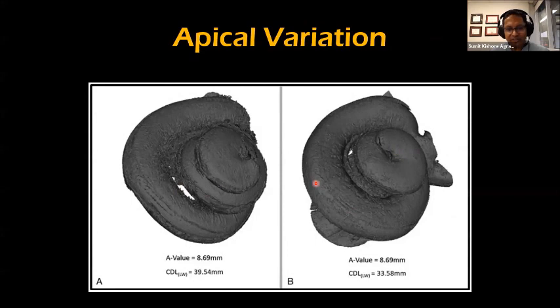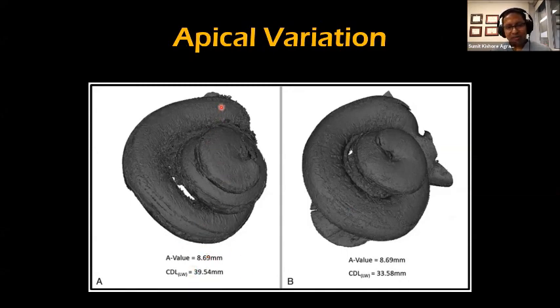Here's two cochleae, and they both have an identical A value of about 8.7 millimeters. So if we look at the one on the right, it has about 2.4 turns with a CDL value of about 33 millimeters. The one on the left has almost 3 turns, and with the same A value, you get a CDL of almost 40 millimeters.